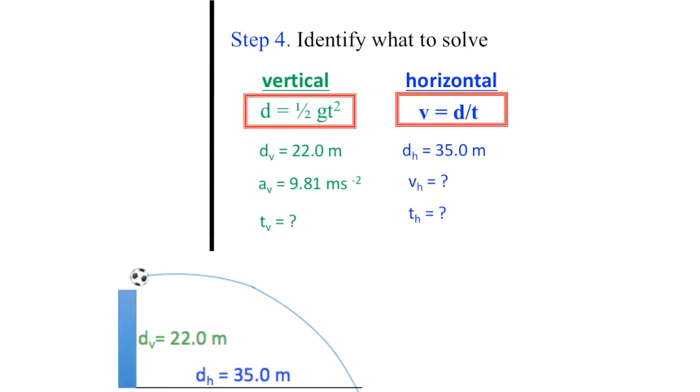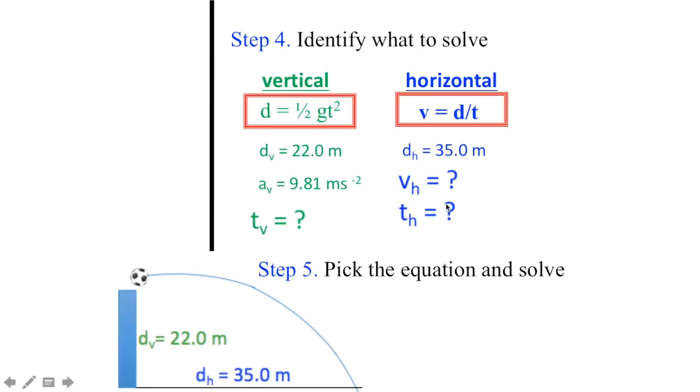Let's identify what we need to solve. We know that we want to solve for the horizontal velocity. However, notice that we do not know 2 of the 3 variables, so we cannot use this yet. What we do know, however, is that the time is exactly the same for both the vertical and the horizontal components. And looking at the data that we know for the vertical component, we can solve for time and then use this time over here in order to solve for the horizontal velocity. So let's pick the equation, obviously it's going to be this one, and solve the problem.